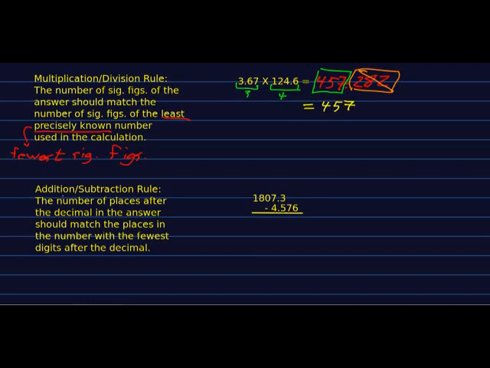Now, a lot of students get more mixed up with the addition and subtraction rule. The number of places after the decimal, not sig figs, the number of places after the decimal in the answer should match the places in the number with the fewest digits after the decimal. Okay, so notice we're not talking about sig figs, we're talking about places after the decimal.